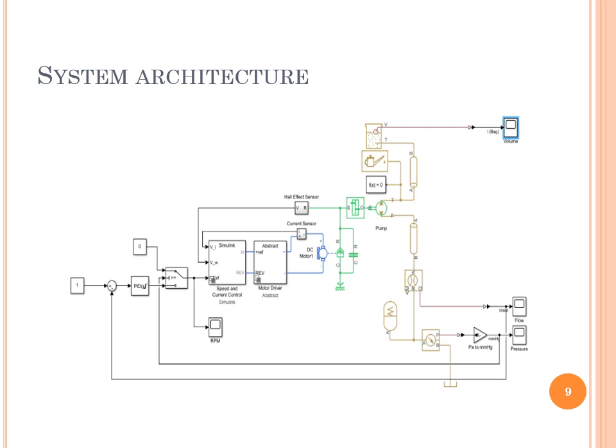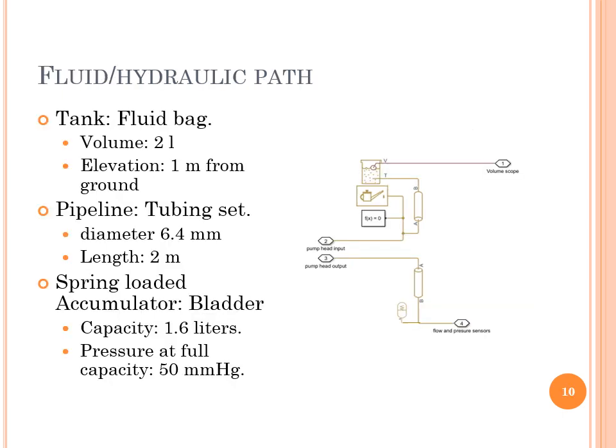The model is composed of two main paths. The electromechanical path is responsible to provide the adequate force to move the fluid inside the fluid path that goes from fluid bags to the operation site. The fluid hydraulic path follows the flow of the fluid from the tank representing the fluid bags to the accumulator representing the operation site. This part of the model is not included inside the actual machine.